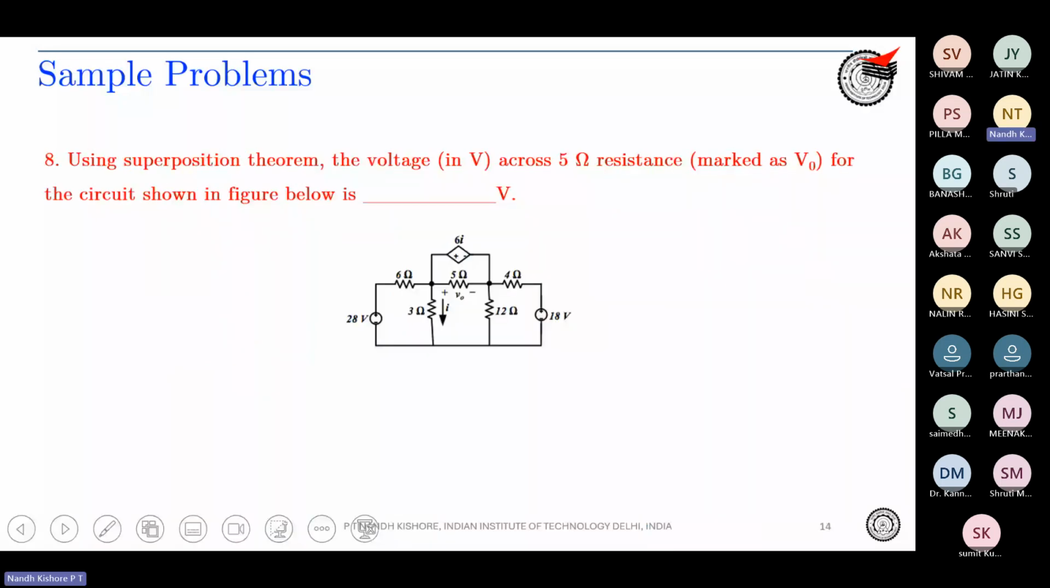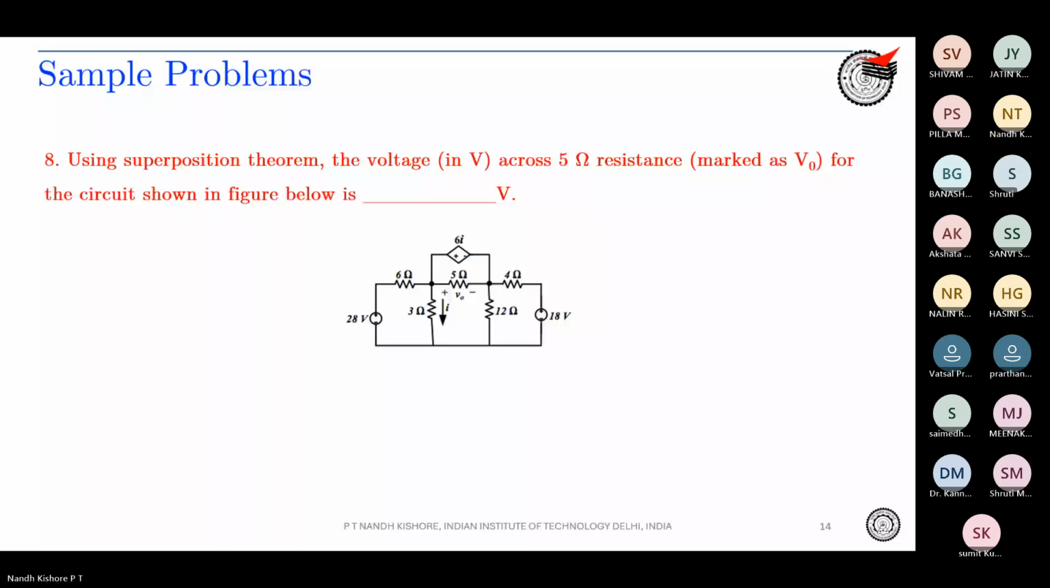So this question is, using superposition theorem, the voltage across the 5 ohm resistance marked as V naught for the circuit shown in the figure below is dash volt. From now on, the questions you would see are not that straightforward. So please pay attention and take out your calculators, everyone.